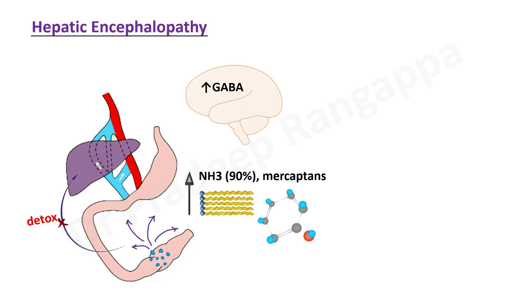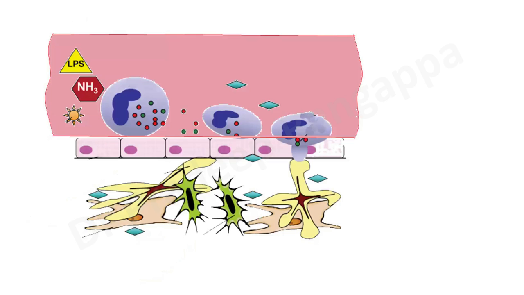And increasing GABA within the brain, and inability to extract precursors of amino acids by the liver, leading to increase in the GABA, is one of the important causes for encephalopathy. And there is increase in the endogenous benzodiazepines within the brain. All these worsen the hepatic encephalopathy.